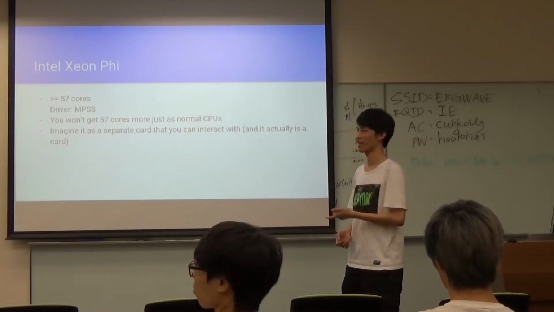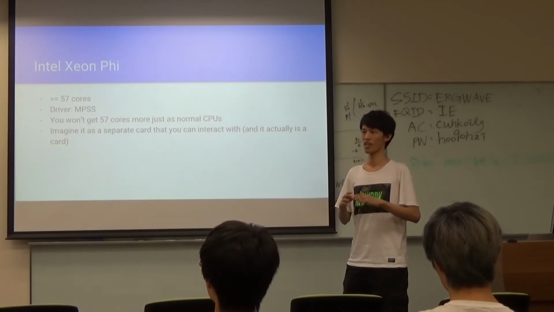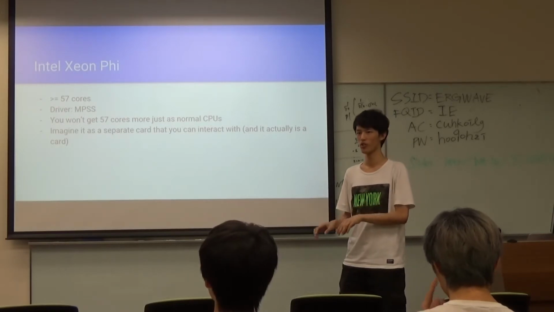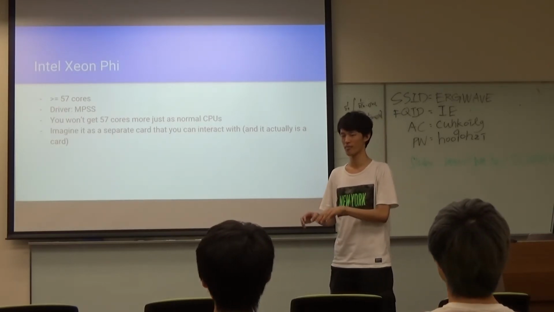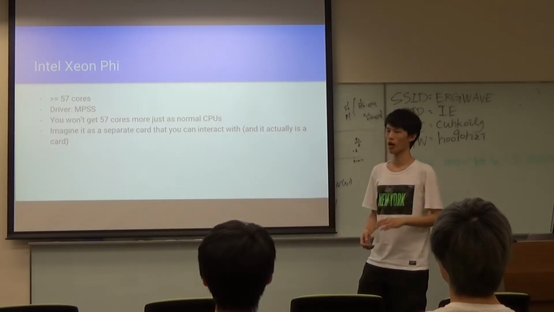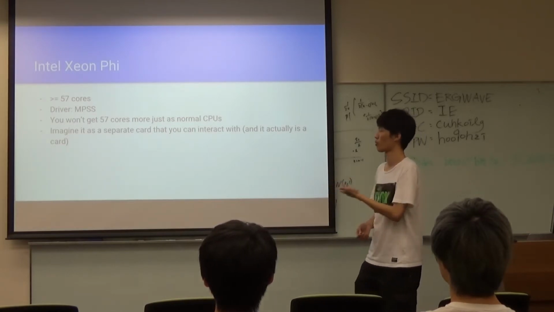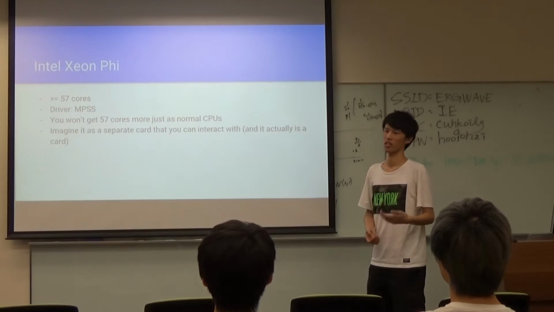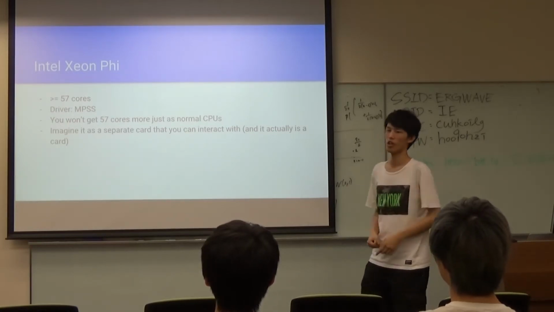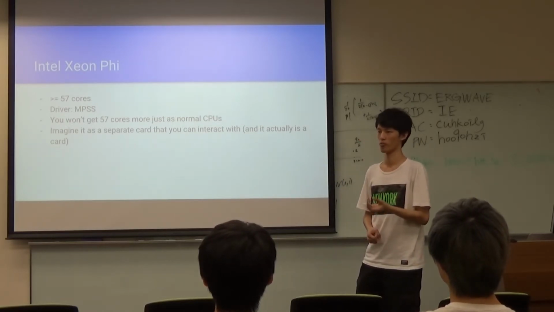Basically, it's actually a card being added onto your computer, and the output is that you will have an extra space to SSH into, and once you SSH into that space, you will see 57 extra cores. So as mentioned, you won't get 57 more cores just like normal CPUs. You can imagine this as a separate card that you can interact with. But what's good about Xeon Phi is that it can run x86 compatible software, which GPUs cannot.